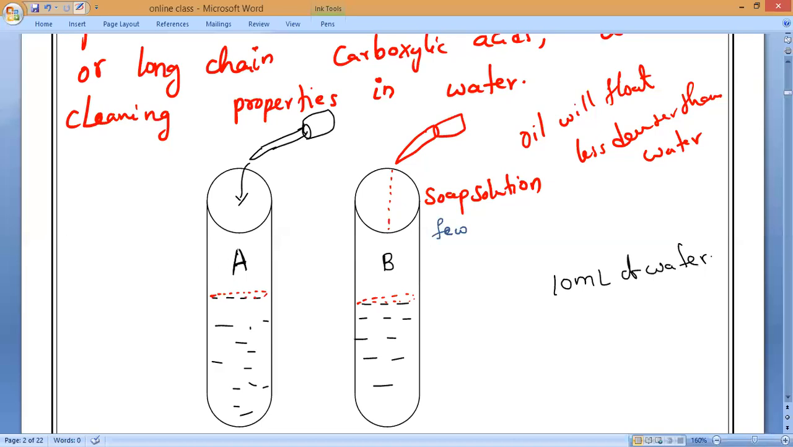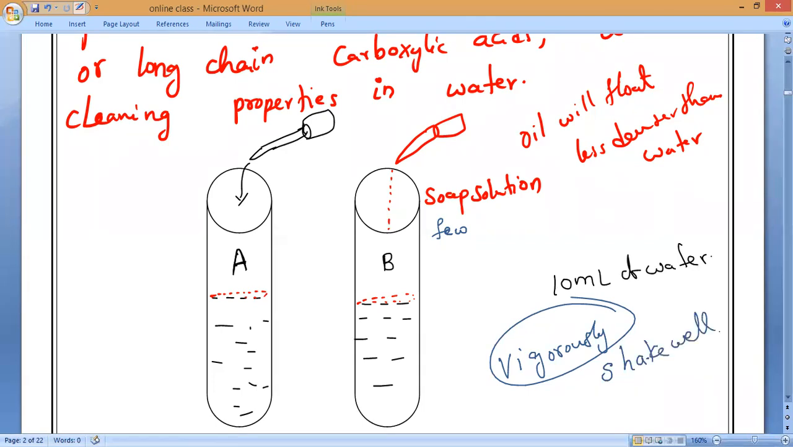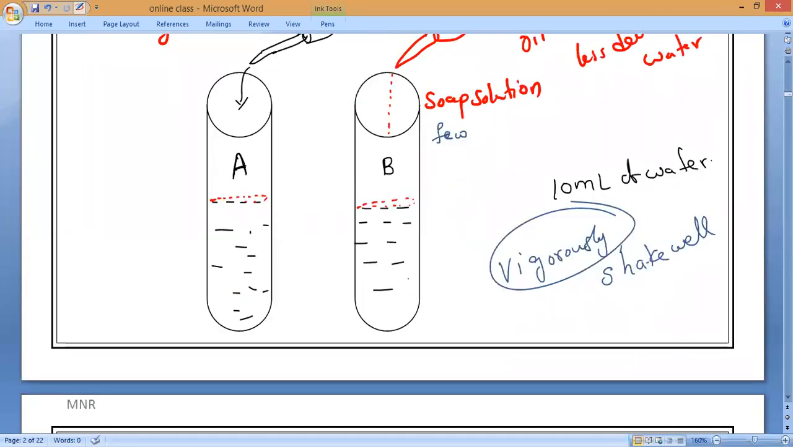Now, shake both the test tubes very, very fast. That is what we say, vigorously. Vigorously, for the same period of time, just like 1 minute or 2 minutes. Shake them very fast and then keep them undisturbed for some time. After shaking vigorously, leave it for a certain period of time, then you can observe the changes happening in both test tubes A and B.